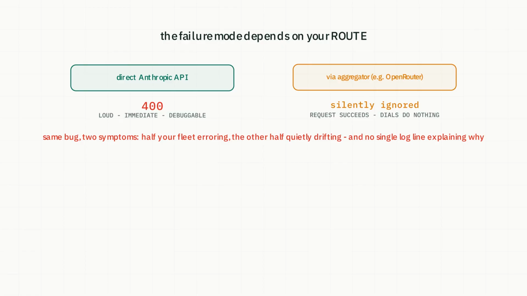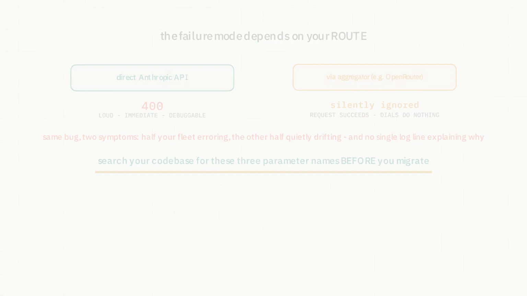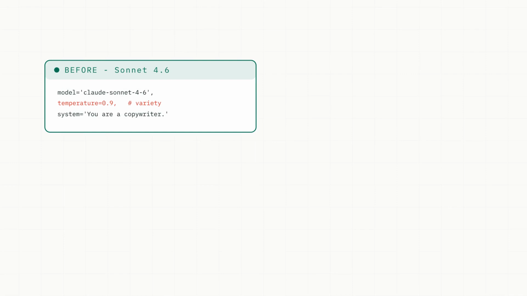If your stack uses both paths, you can have half your fleet erroring and the other half quietly drifting, and no single log line that explains why. Search your codebase for these 3 parameter names before you migrate, not after. Let's make it concrete with the before and after.